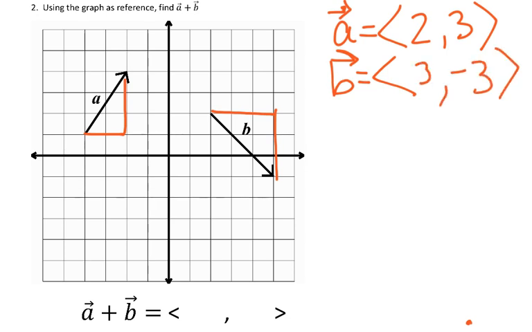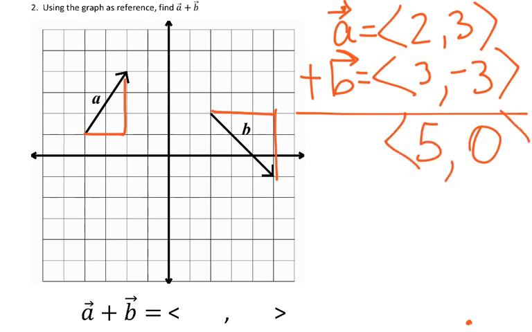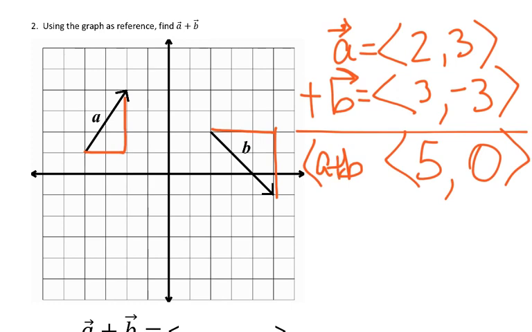Well, what happens when I add those component forms together? Well, 3 plus a negative 3 is 0, and 2 plus 3 is 5. So my answer for A plus B is going to be 5, 0.